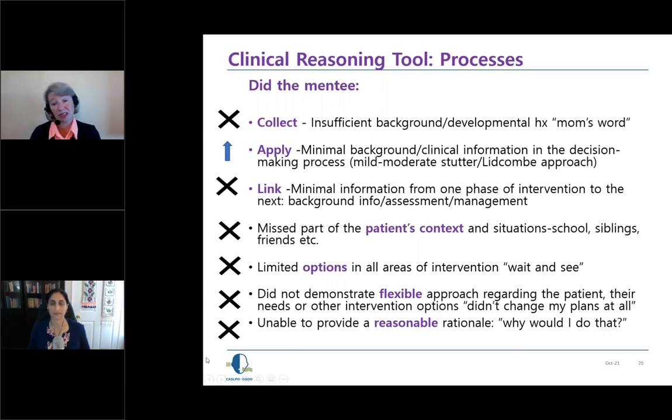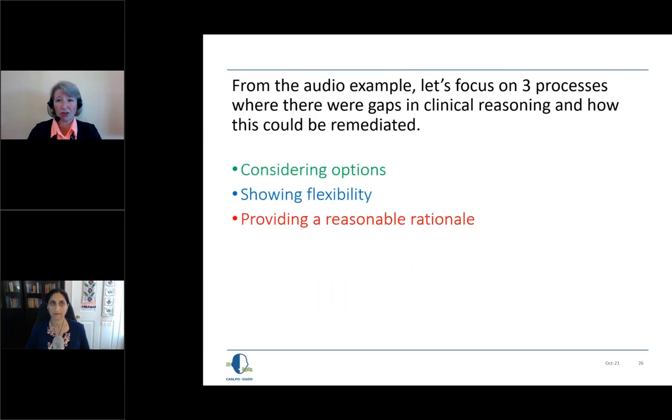And the response was, didn't change my plans at all, or why would I do that? So I think this is a good time that we are now going to focus on how we would remediate some of these processes. Now, again, we want you to understand, of course, you're not going to do this all in 1 hour like we're trying to attempt right now. You are mentors, mentees are working together for 6 months. But we're going to take a couple of examples here, considering options and showing flexibility, and then following up with reasonable rationale. Right. So, yes, over to you, Sumita.